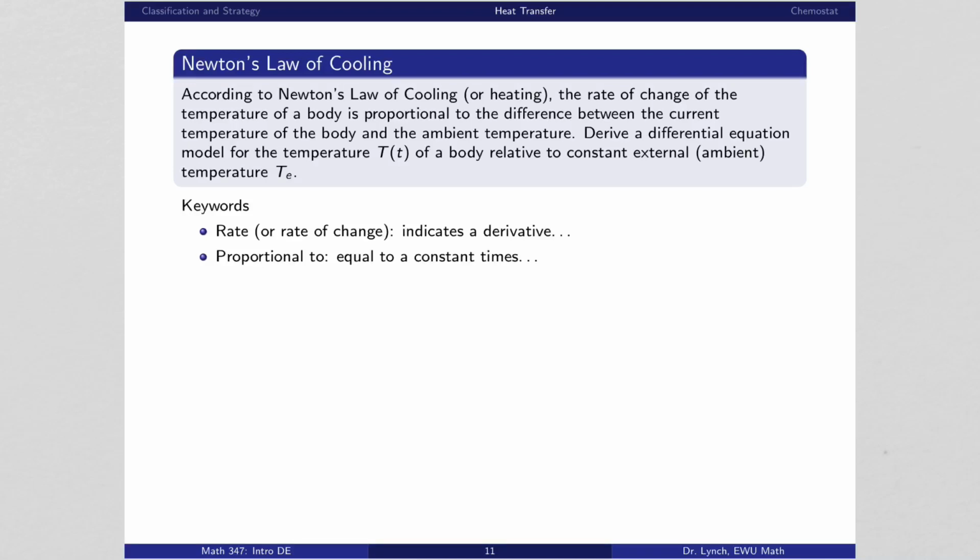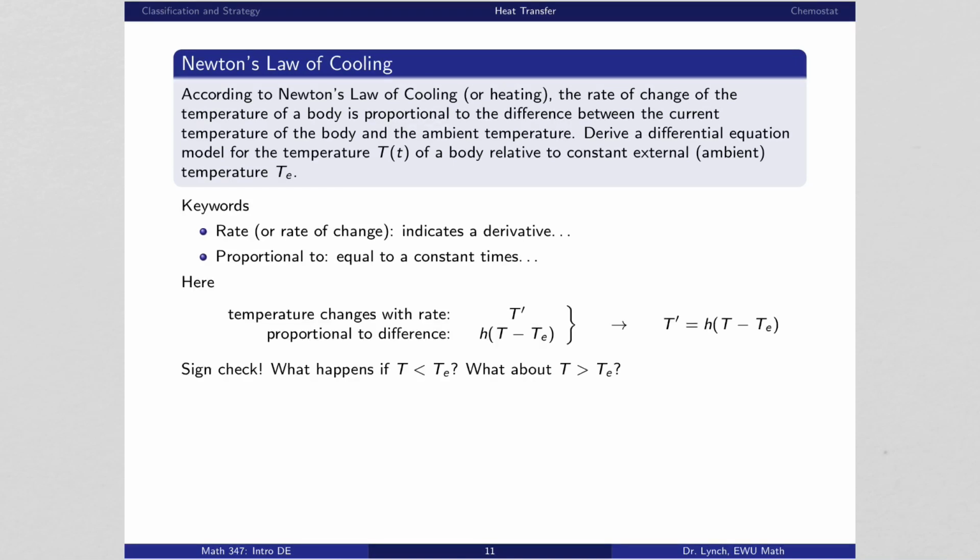Now, a couple keywords here, just like before: rate or rate of change indicates a derivative, and proportional to indicates a constant times that quantity. So here, the rate of change of the temperature is proportional to the difference between the temperature and the ambient temperature. That allows us to write down a differential equation for the temperature T of some body relative to the constant external or ambient temperature T sub E: T prime equals H times the quantity T minus T sub E.